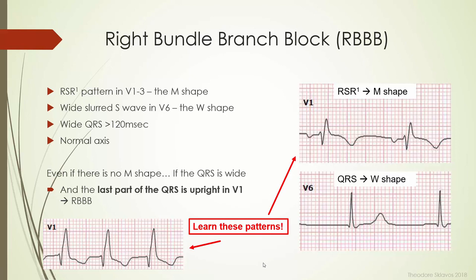And I would say this is a much more useful way of remembering right versus left bundle branch blocks than William and Morrow, because as you've seen by now, the M and W shape can be pretty subtle and they're not even always there.